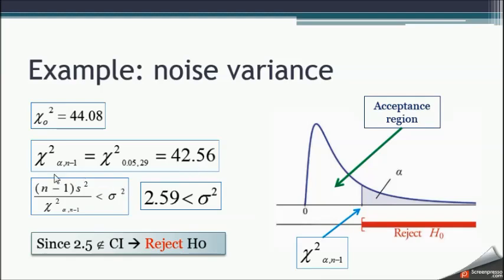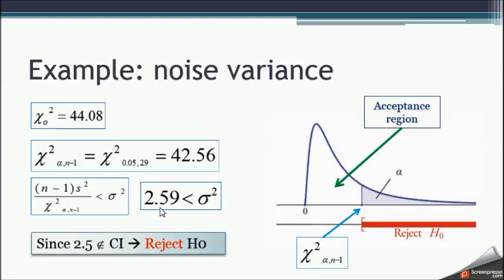So using the methodology of confidence interval, we have this interval for sigma square, the population variance. By substituting n-1 to be 29, we have the sample variance 3.8. We also have the chi-square value to be 42.56. So we are just going to substitute in the equation. We have the confidence interval for the variance: sigma square is larger than 2.59.